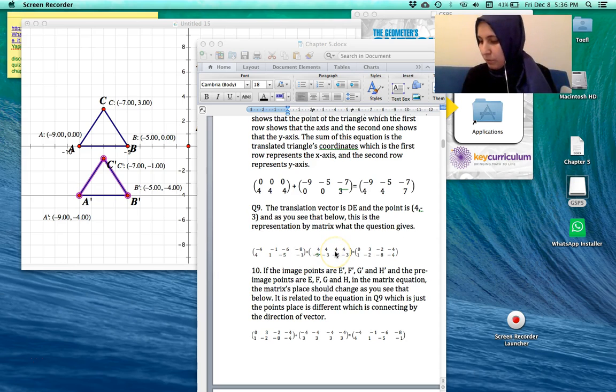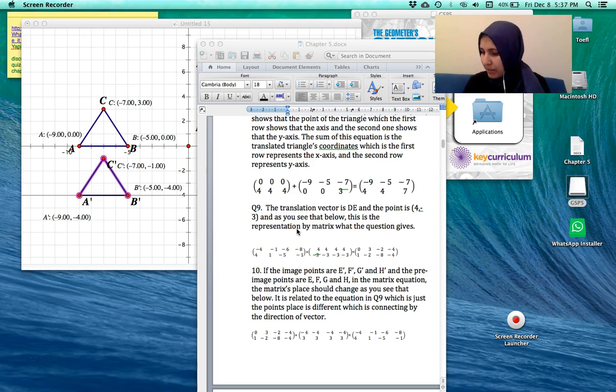The image points are E prime (0, 1), F prime (3, -2), G prime (-2, -8) and H prime (-4, -4), and this is the translation matrix, which is (4, -3) in each column. Yes, the translation is (4, -3), and this is represented by a matrix.